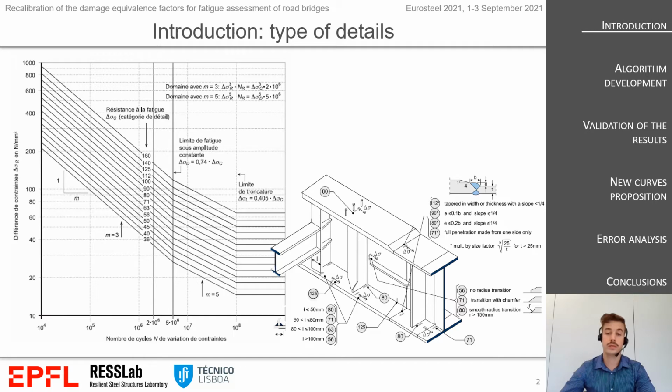On the right of the slide we can see some typical details, and on the left we can see the Wöhler curve of the corresponding details. We have two slopes. The first corresponds to the limit of 5 million cycles, and this is the constant amplitude fatigue limit. The second one is the cutoff limit at 100 million cycles, and all the details are classified at the corresponding value at 2 million cycles.